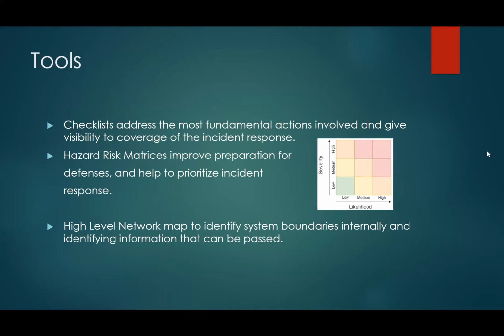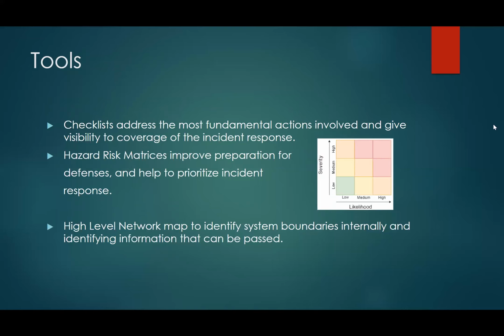Well, I can't go into talking about the specifics of my own incident response plan due to the confidentiality concerns with my organization. I do have some tools that I found very useful with developing the incident response plan. The first one is having checklists. Checklists are a good way to ensure that we have the steps clearly outlined for each of our team members, and to give visibility about where we are at in our progress with our incident response.